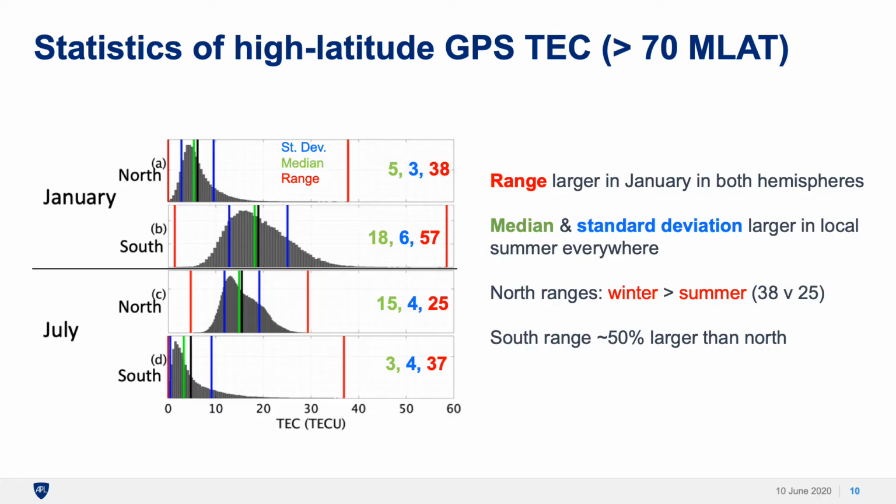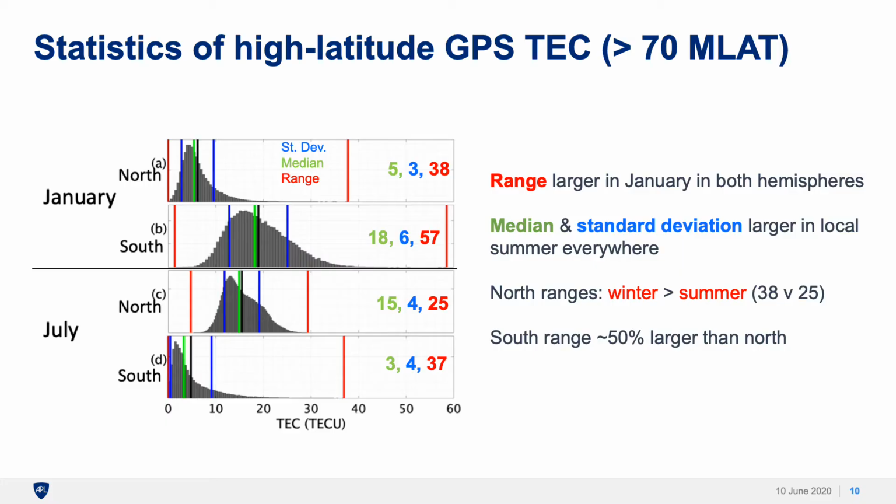So now if we look at a statistical breakdown of all the TEC values that were observed above 70 degrees magnetic in the test period, we'll show the standard deviation in blue, the median in green, and the range in red. If we look at the range there, the range of TEC values is much larger in both hemispheres in January than it is in July. So that matches that delta N test and the result that was first shown by Noja et al. in 2013.